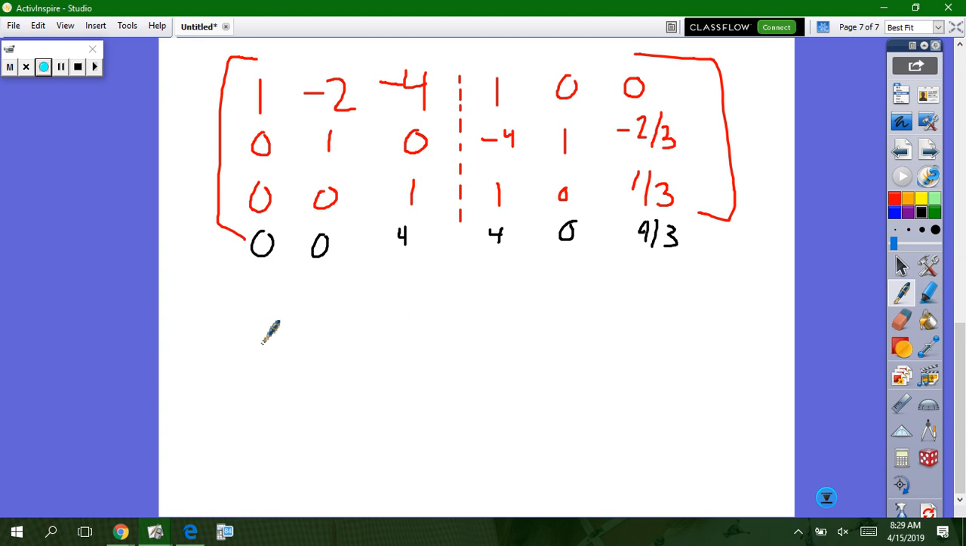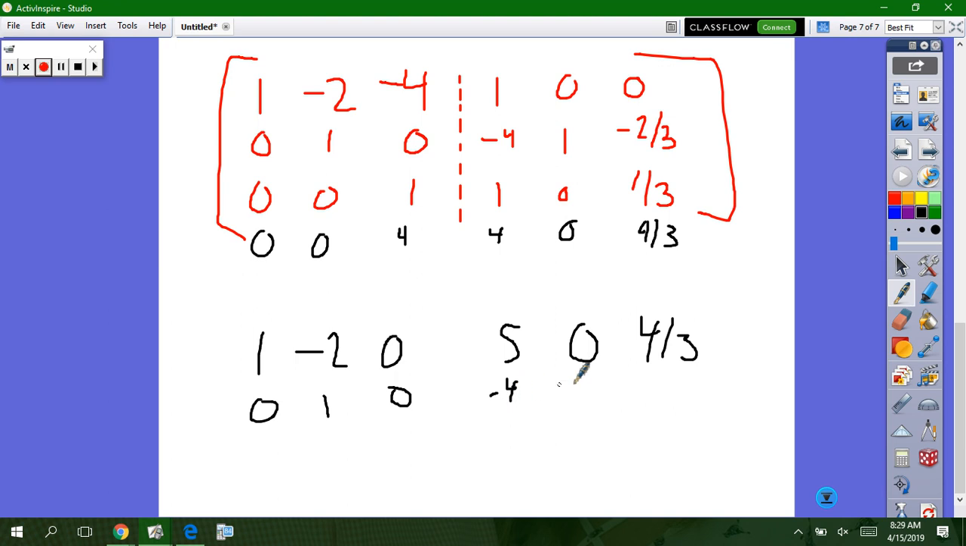1 plus 0 is 1. Negative 2 plus 0 is negative 2. Negative 4 plus 4 is 0, which was what we wanted. 1 plus 4 is 5. 0 plus 0 is 0. 0 plus 4/3 is 4/3. Then I should just have my other rows. They shouldn't change.